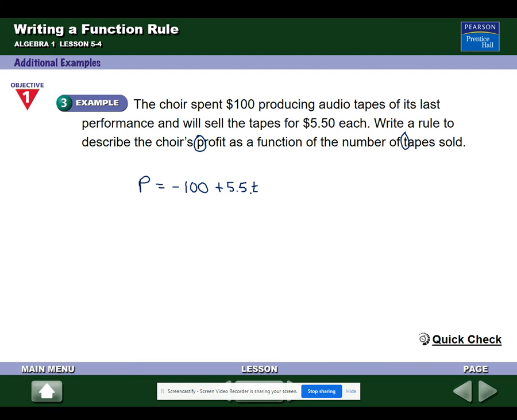If they sold 1 tape, well, now their negative 100 becomes negative $94.50. They're starting to make money back. At some point, they'll hit a break-even point. At some point, if they sell enough tapes, they'll be making money, which obviously would be the goal.